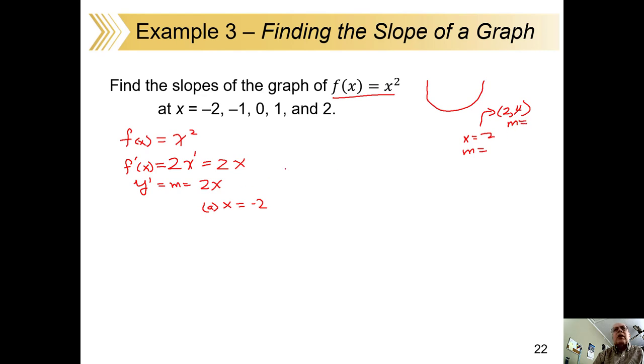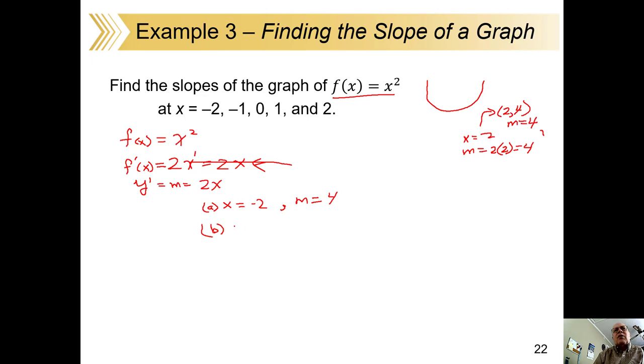Well, just put it into our derivative. 2 times x, the x is negative 2. So our slope is going to be 2 times negative 2. So at this point, our slope will be negative 4. Pretty steep. So x equals negative 2, slope is negative 4.